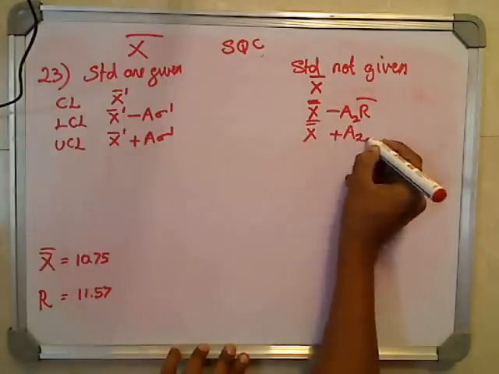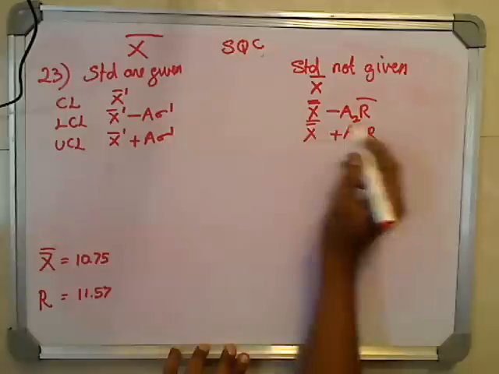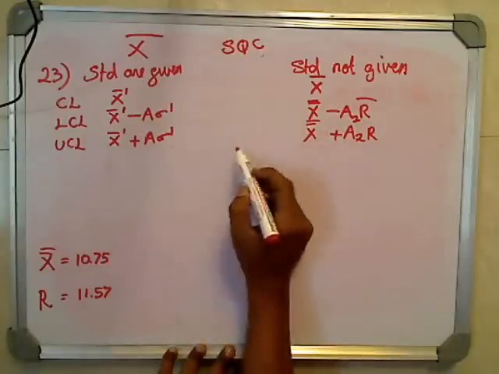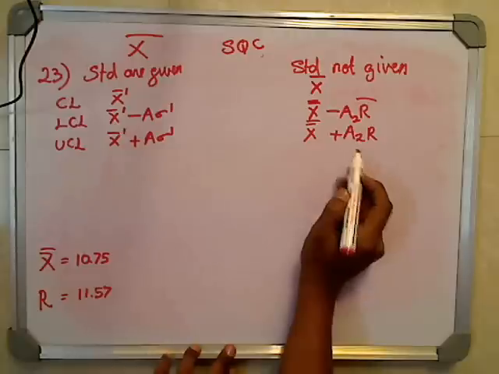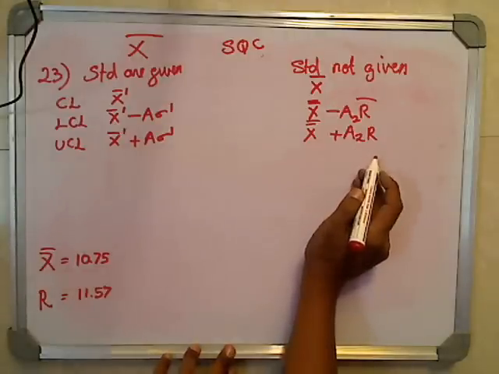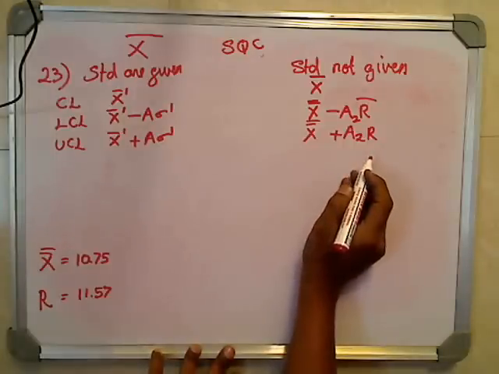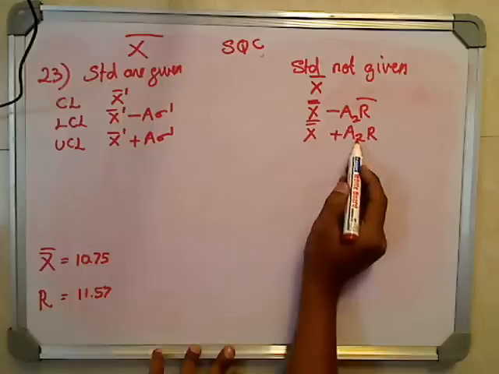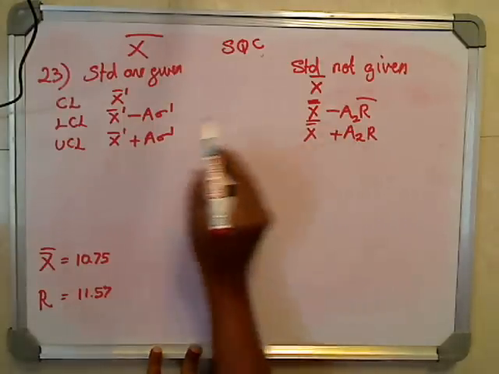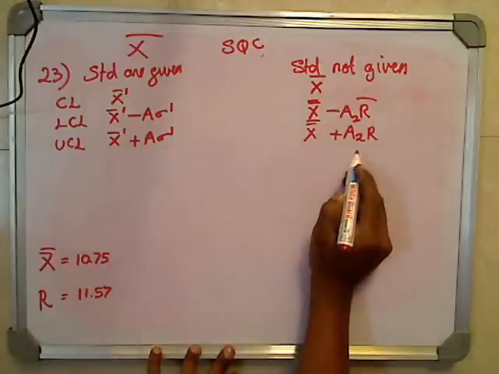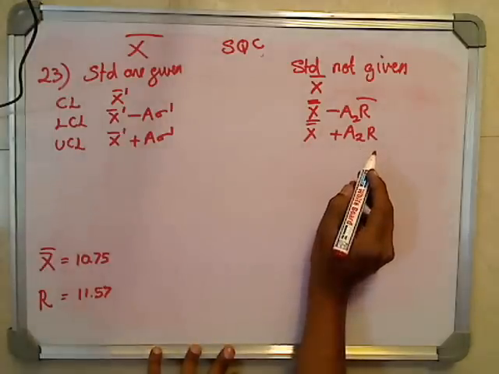plus A2 R. Now, values of A and values of A2 happen to be constants. Now, how do you remember them? You just have to memorize these values. Because I've gone through the old papers, and when I saw them in the old papers, they haven't really mentioned the values in the problem. So it's better off if you go about remembering this. But remember, values of A and A2 are different for different sample values.